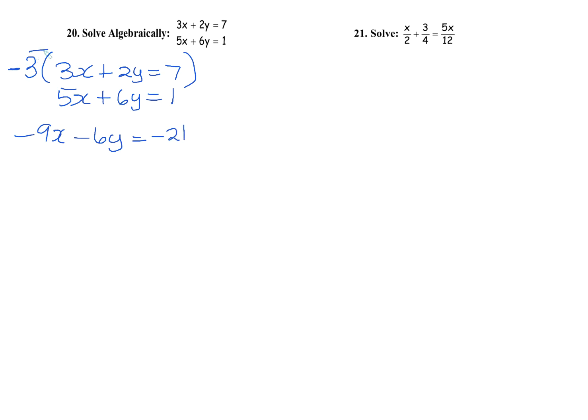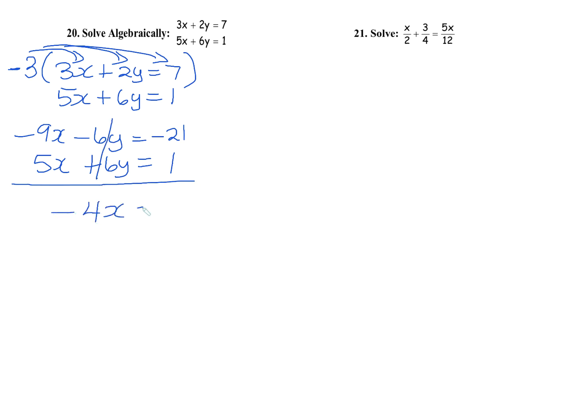Please be careful. If you need to, please draw arrows. It helps. And then my second equation stays 5x plus 6y equals 1. Now I can eliminate the y's by adding. Now when I add, I'm going to get negative 4x equals negative 20. And solving, I'm going to divide both sides by negative 4. So x has a value of positive 5.